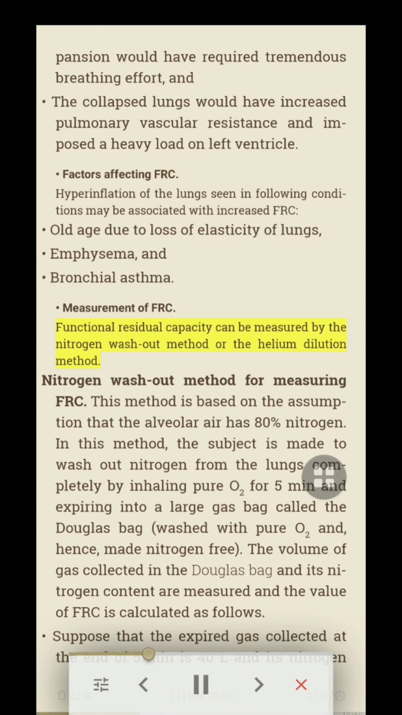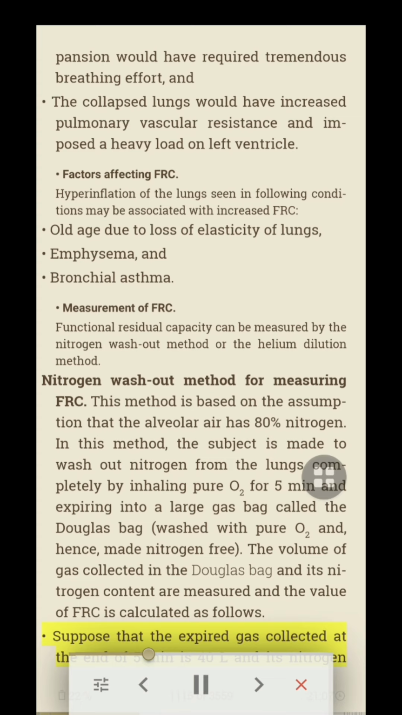Measurement of FRC. Functional residual capacity can be measured by the nitrogen washout method or the helium dilution method. Nitrogen washout method for measuring FRC. This method is based on the assumption that the alveolar air has 80% nitrogen. In this method, the subject is made to wash out nitrogen from the lungs completely by inhaling pure O2 for 5 minutes and expiring into a large gas bag called the Douglas bag, washed with pure O2 and hence made nitrogen-free. The volume of gas collected in the Douglas bag and its nitrogen content are measured, and the value of FRC is calculated as follows.